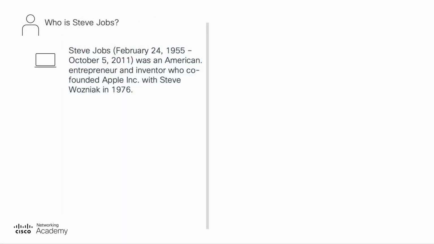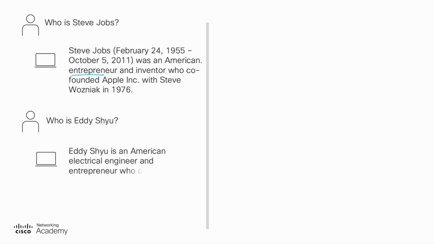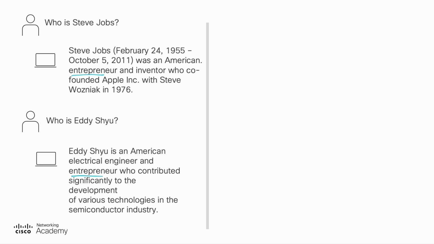So here's a review of what just happened. In response to "Who is Steve Jobs?" the model replied that Steve Jobs is an entrepreneur and gave more details about Steve Jobs' life and work in technology. Then in response to "Who is Eddie Hsu?" it replied that Eddie Hsu is an entrepreneur and mentions several other things, none of which are true, but the point here is that they're all about engineering and business.